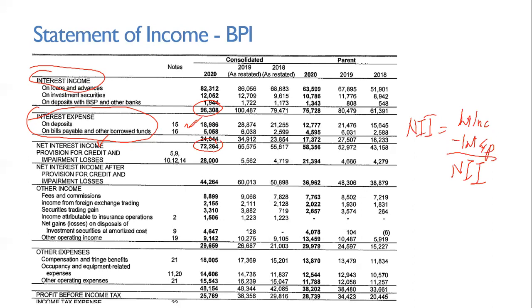Okay? Another major expense item for banks are provisions for credit losses. Okay? Or essentially, these are provisions for non-collection.